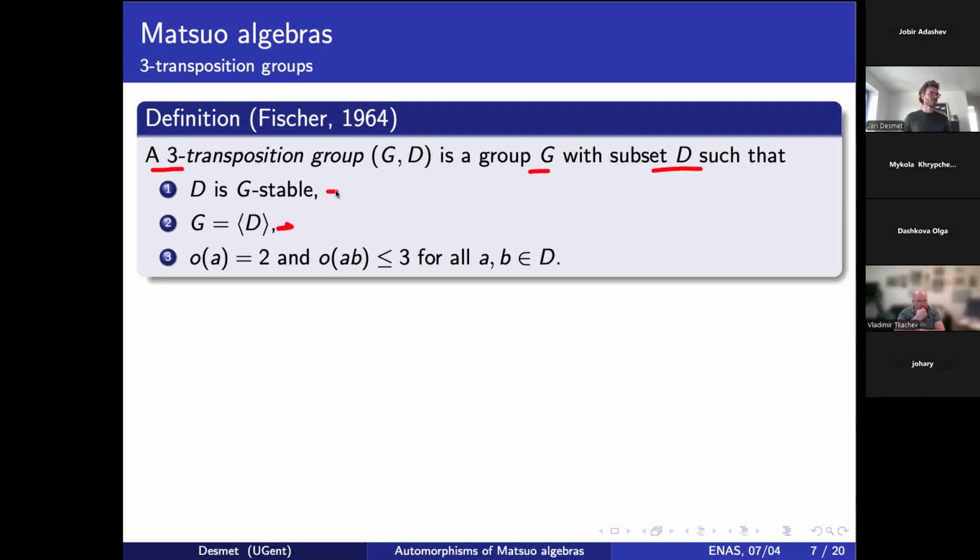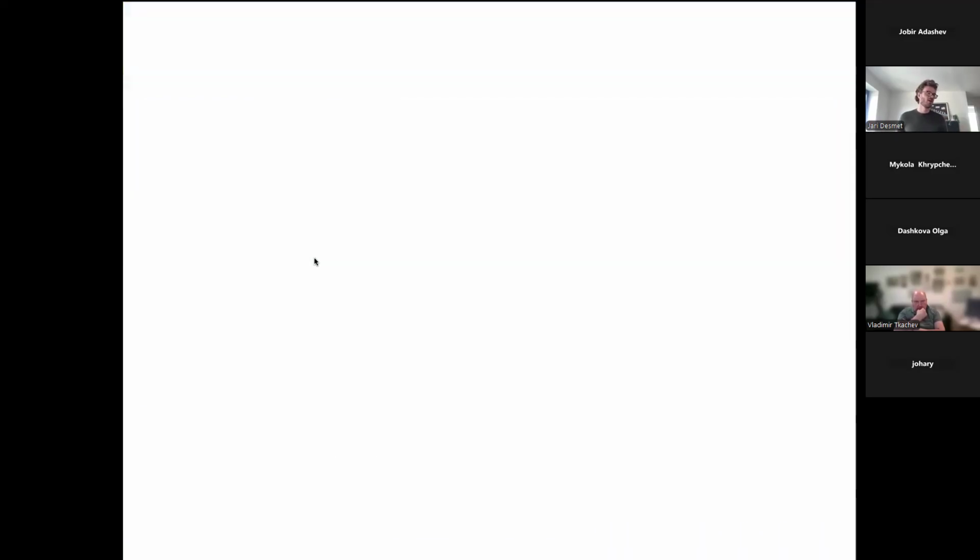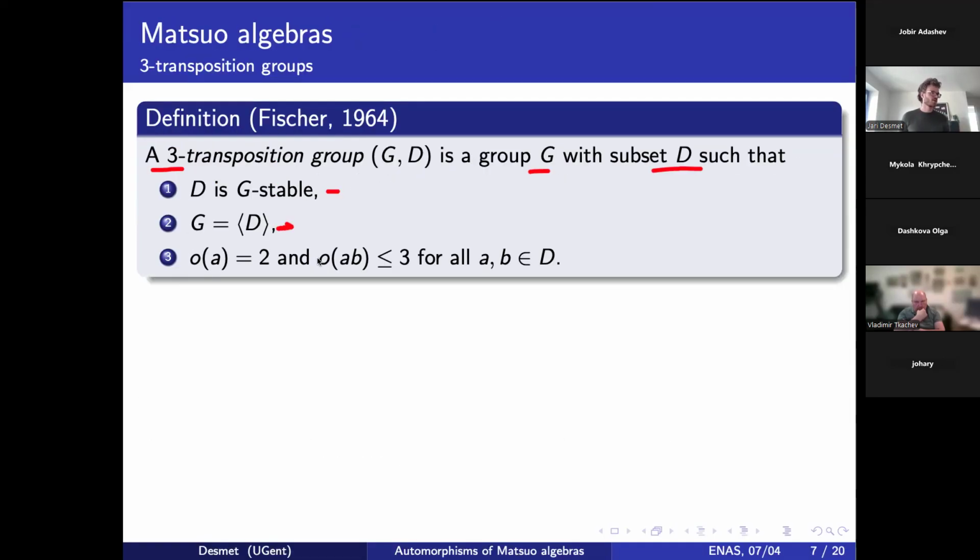And then the first is that the set is G-stable, so that G has a natural action on this set. So if we have some set that generates G, we could try to make it a normal subset. But the third condition is actually the most relevant one. So essentially, we ask that for every element of our subset the order is 2. So this is a subset of involutions or transpositions, whatever you want to call them. And then you ask that the product of any two elements has order at most 3.